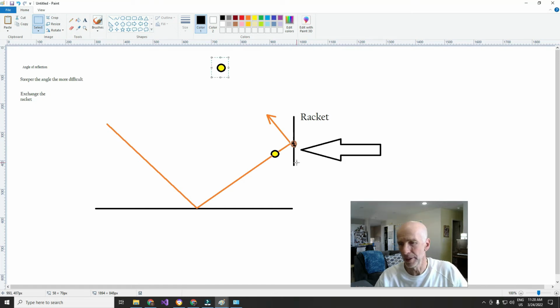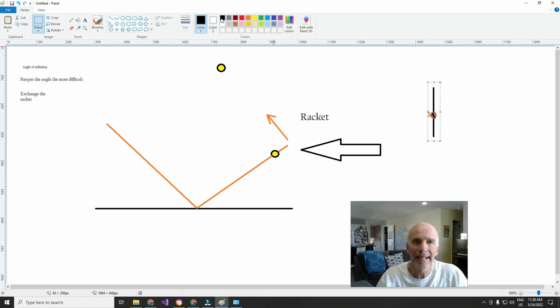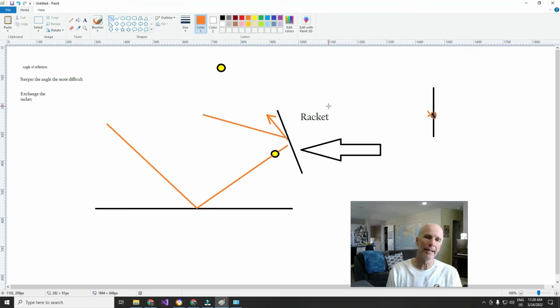Well, here's what you do. You delete this, or you move it. I move this out of the way, and I instead create one that looks like this. And now, if I do that, then my next line, which I'll make orange, instead of reflecting up like this, it's going to reflect out like this. And we'll get the desired effect.